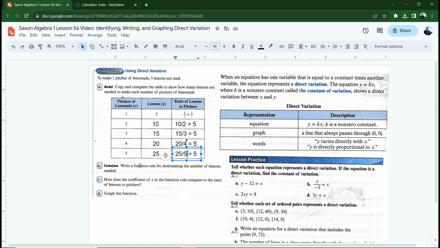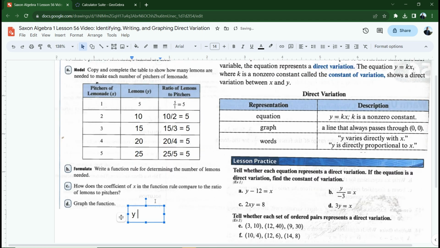Can we write a function or rule for determining the number of lemons needed if I'm using x and y? Well, we sure can. How did we figure this out every time? We were just doing y equals whatever the constant was, 5, because it's 5 lemons per pitcher, times x. 5 times the number of pitchers gives us the number of lemons that we need. That's our function that we would write for this.